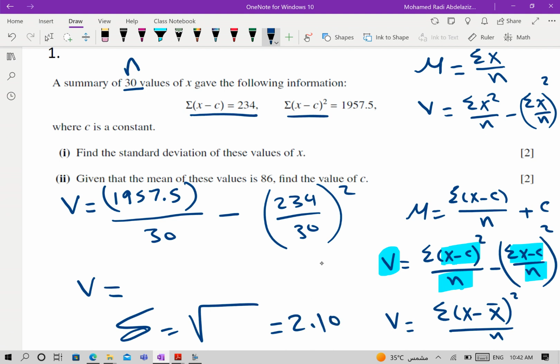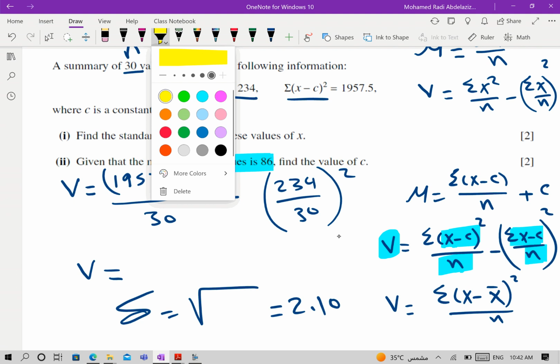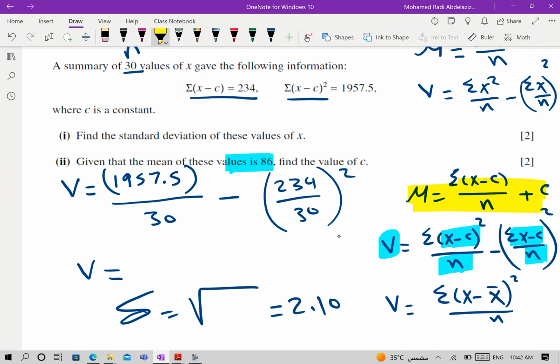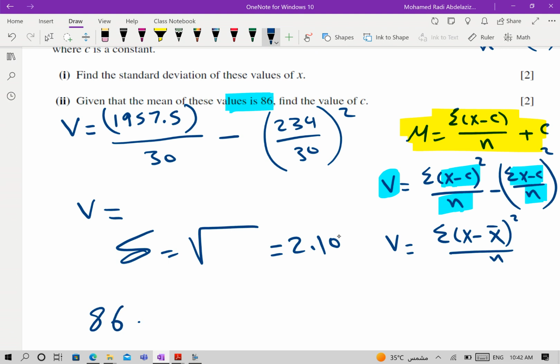2.10. Now, by looking at part B, given that the mean of these values is 86, find the value of c. Which formula will we use? Mu equals sum of x over n, mu with coding, right? Mu is given: 86 equals summation of x minus c over n, 234 over 30, plus c.